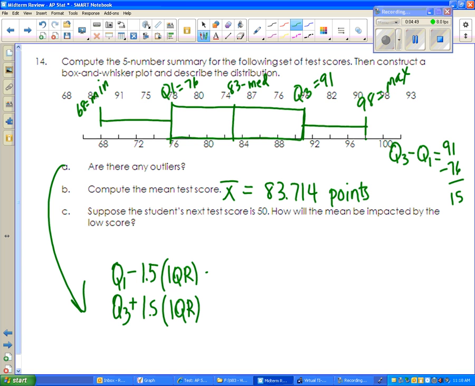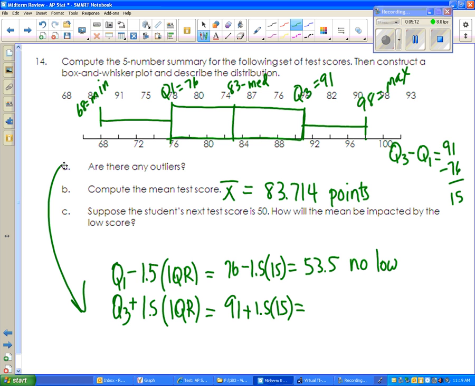So if I substitute in the data, I know that my Q1 is 76, minus 1.5 times 15, that gives me a value of 53.5. There's nothing in my data set that's lower than that, so I have no low outliers. And then if I do my upper tail, so Q3 is 91 plus 1.5 times 15, and that gives me a value of 113.5. So there's no low or high outliers in this data set.